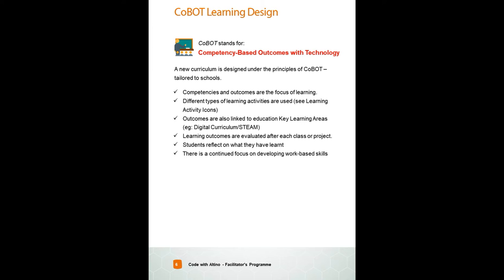Different types of learning activities are used. We're going to go through the learning activity icons, and I'll show you them. Outcomes are also linked to educational key learning areas, for example, in digital curriculum and STEM. Learning outcomes are evaluated after each class or project. Obviously, you don't have to do this. It's not compulsory. However, good learning and good change happens when you evaluate the learning outcomes. All the materials are there ready for you if you want to go through that process and assess the students' progress as they go through each module.